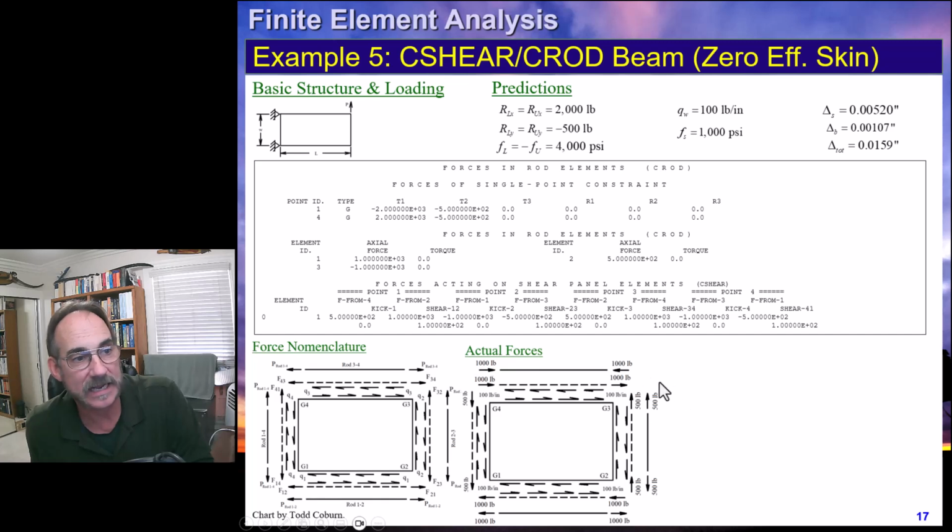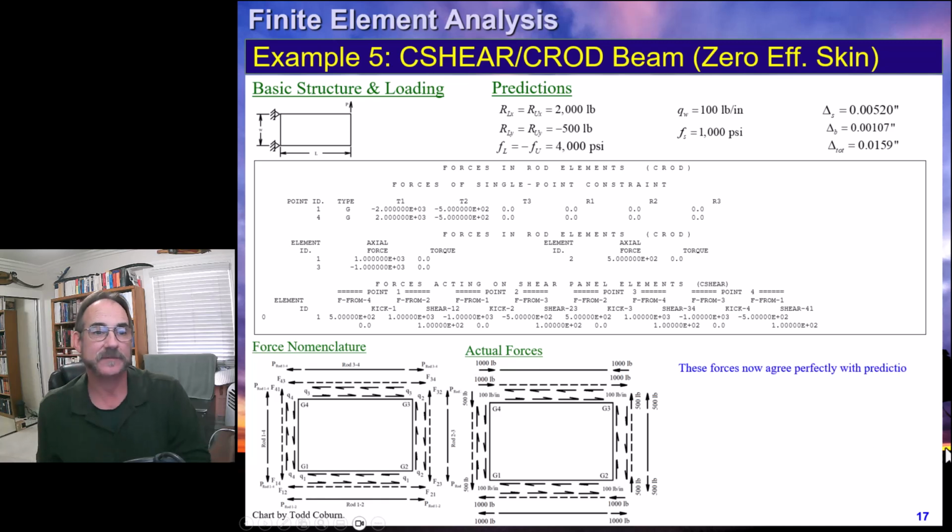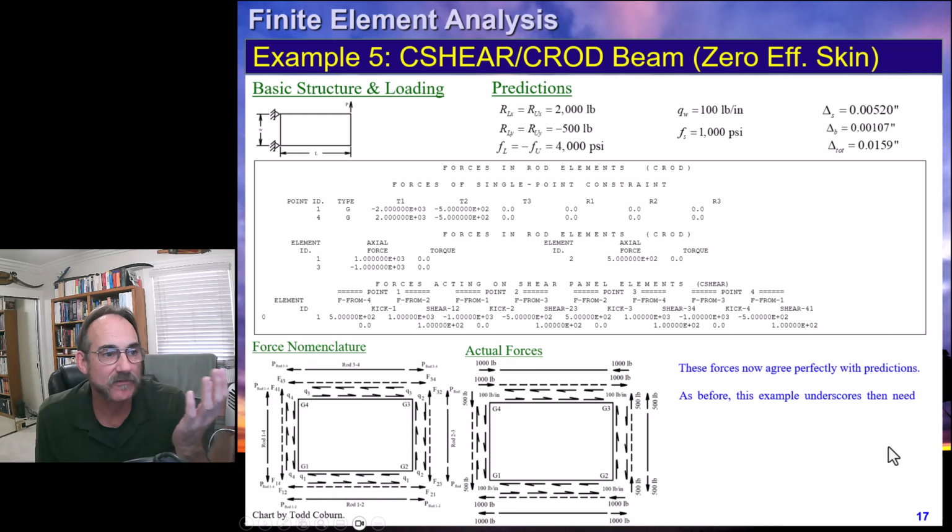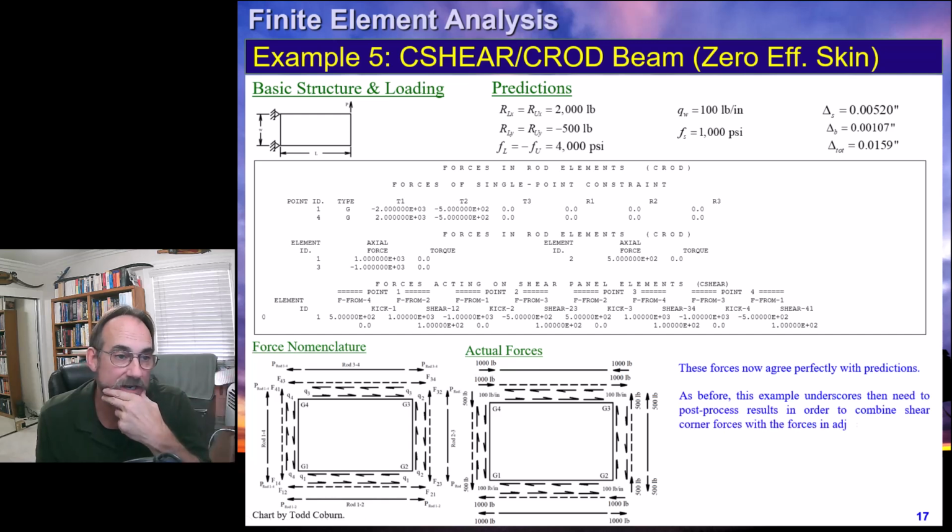At node 3 coming from 2, we have 1,000 pounds upwards. At node 3 coming from 4, we have no force at all. And at 4 coming from 3, we have 2,000 pounds. That's how you debug this. These forces agree perfectly with predictions. These are the forces that we need to write our stresses on when we're evaluating our model.